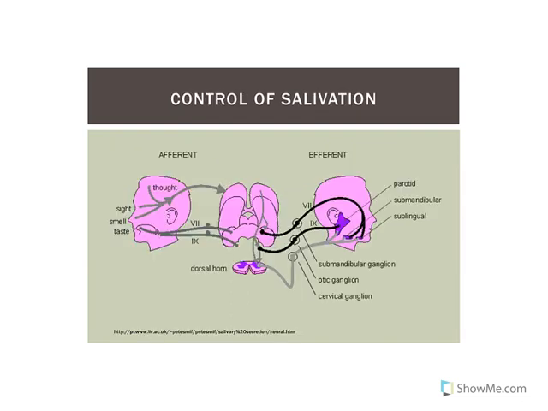Now, the control of salivation is completely mediated through the autonomic nervous system. You have sympathetic and parasympathetic fibers that innervate the salivary glands.